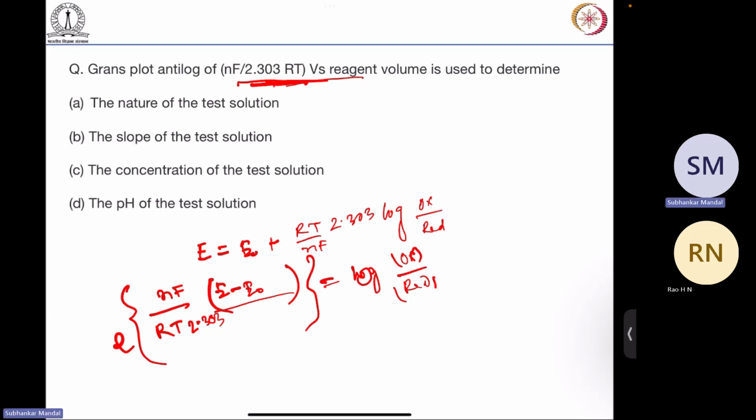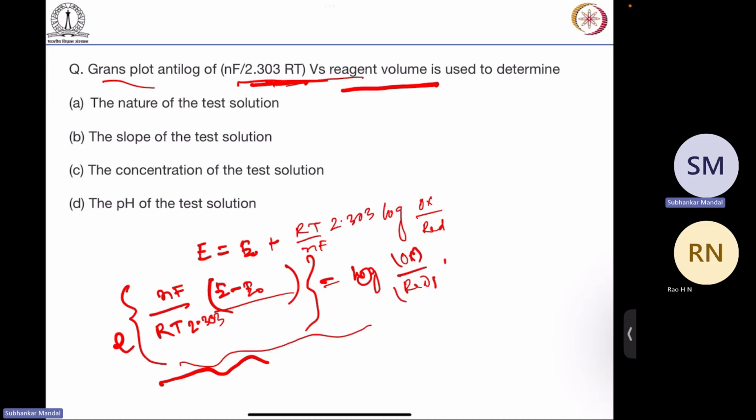So basically it is the Gran's plot, versus the volume used in the determination. So reagent volume used, basically how much volume you have taken in the titration technique or conductometric titration. So from here, which things can we get to know?